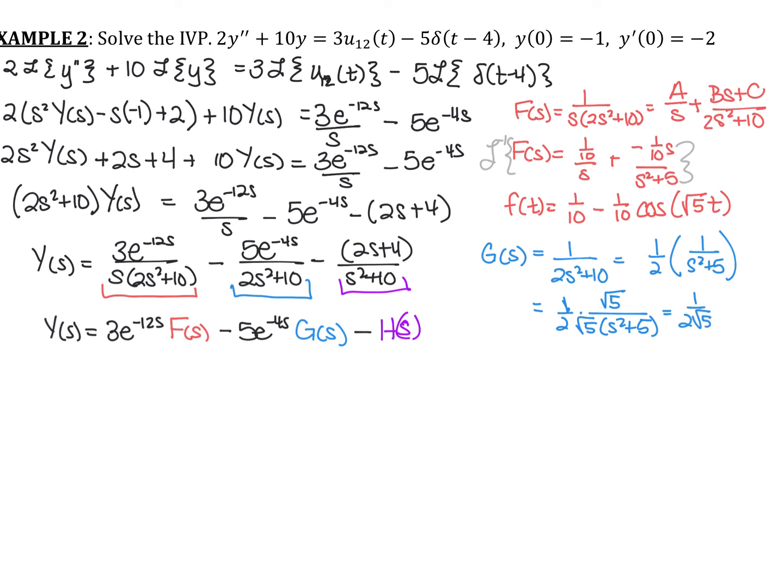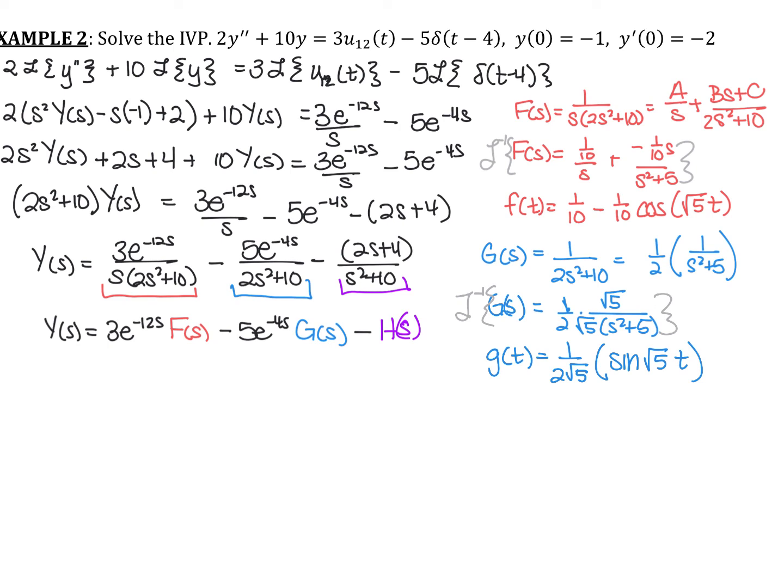Let's change how I write this. It's not wrong, you could keep going. But I was just already doing the inverse Laplace transform, and that notation is wrong. So this is my g of s. If I do my inverse Laplace transform of this expression, then g of t is going to be 1 over 2 root 5 times the sine of root 5t.